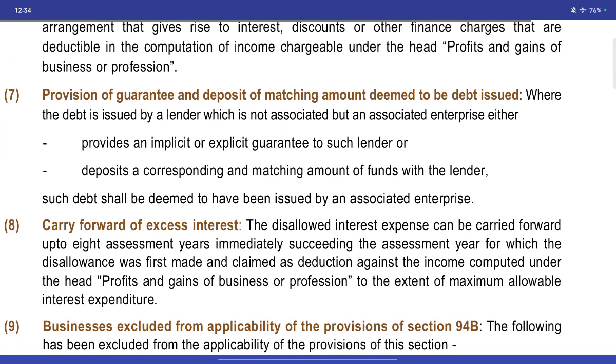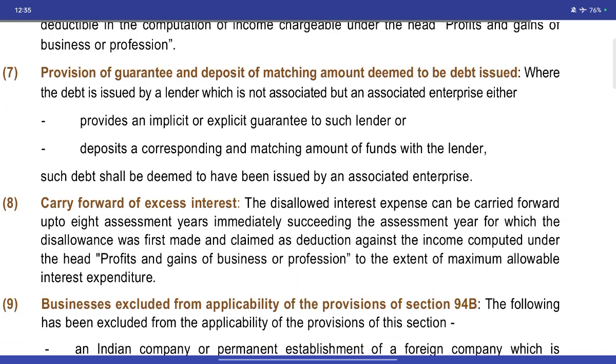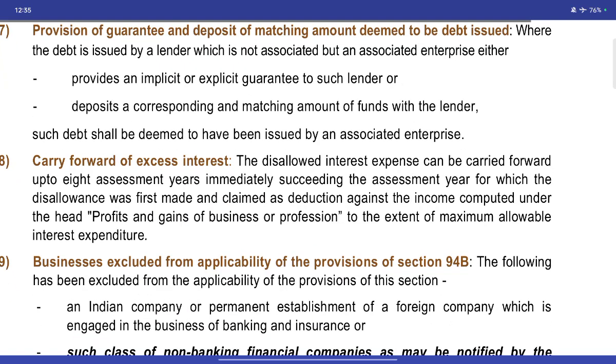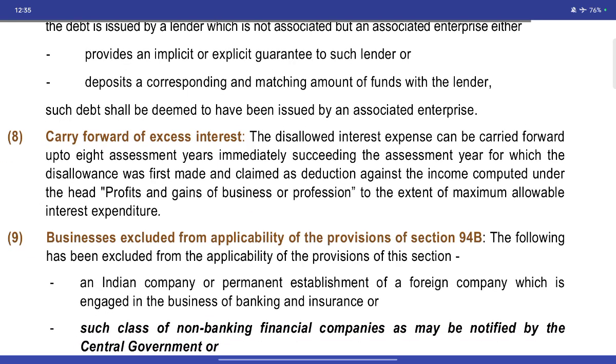Provision of guarantees and deposits matching the amount are deemed to be debts issued. Where a debt is issued by a lender which is not an associate enterprise, but the associate enterprise either provides an implicit or explicit guarantee to such a lender, or deposits a matching amount of funds with the lender, the debt shall be deemed to have been issued by an associate enterprise.